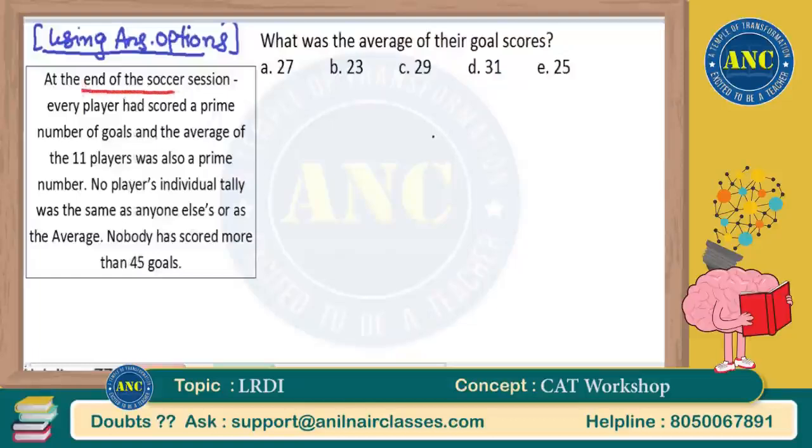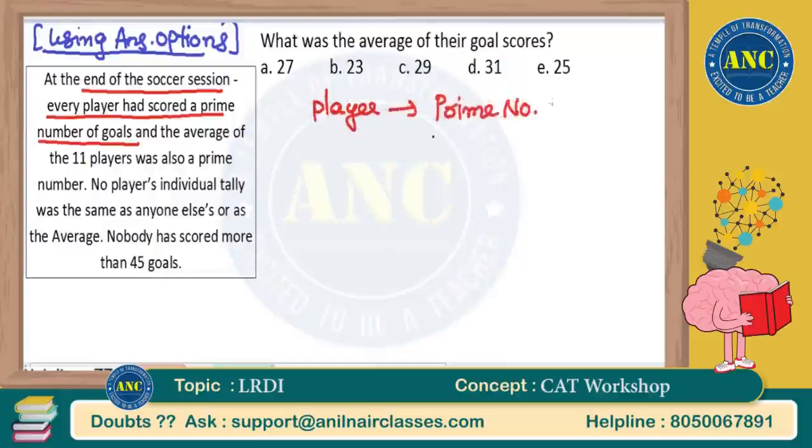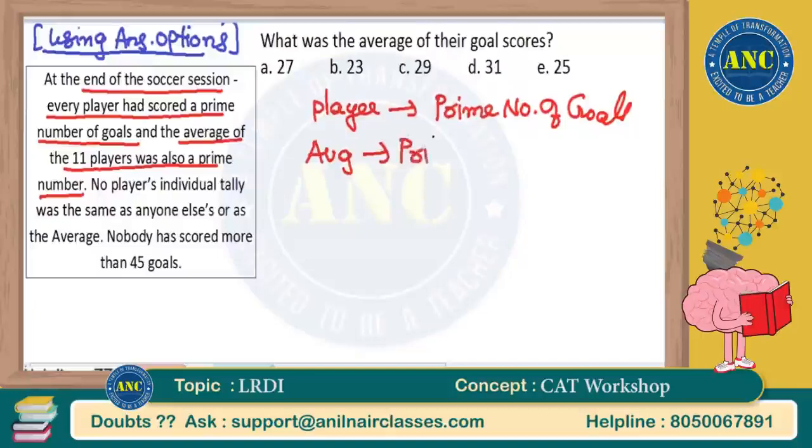At the end of the soccer season, every player has scored a prime number of goals. Okay. This is the first statement. Average of the 11 players was also a prime number. Average is nothing but a prime number. This is also clear.